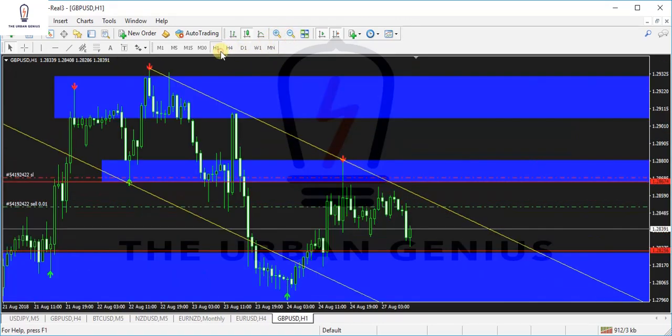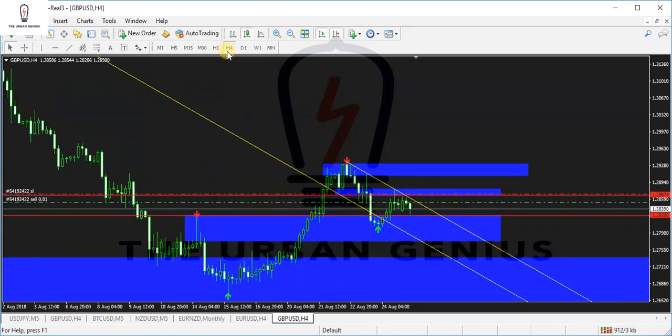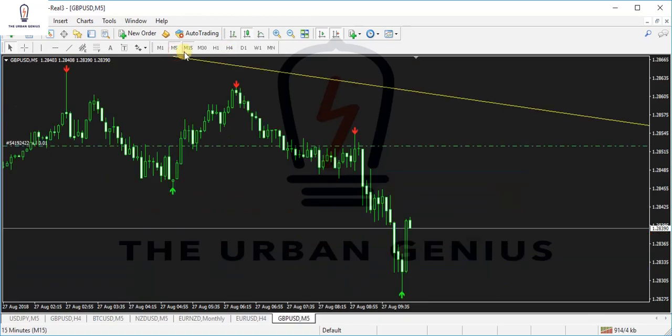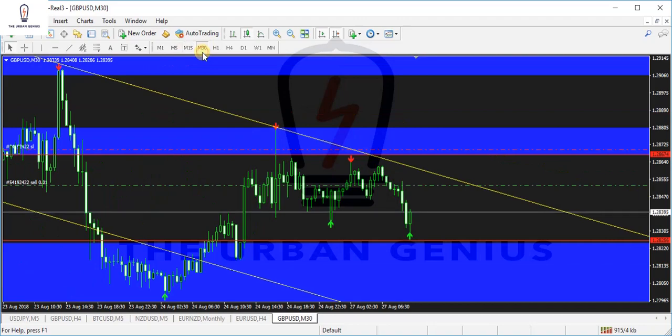For the most part, we want to stay on the 4 hour and the 1 hour. When we get those likely signals, we want to come in here to the 5 minute and the 15 minute, 30 minute for our entries.